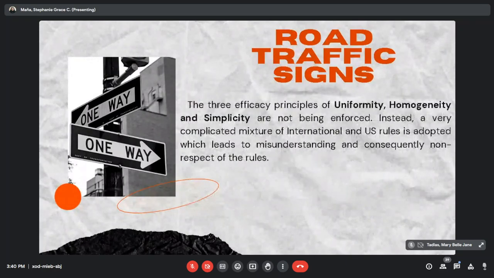The three efficacy principles of uniformity, homogeneity, and simplicity are not being enforced. Instead, a very complicated mixture of international and U.S. rules is adopted, which leads to misunderstanding and consequently non-respect of the rules. Uniformity includes the prohibition to use unofficial signs and markings. Homogeneity requires that in the same conditions, the user notices signs or markings with the same value, same importance, and located according to the same rules. Simplicity is to avoid superabundance of signs that overstrain the drivers, having the tendency to neglect the given instructions. So sometimes drivers cannot read, understand, or register the meaning of the signs or markings.